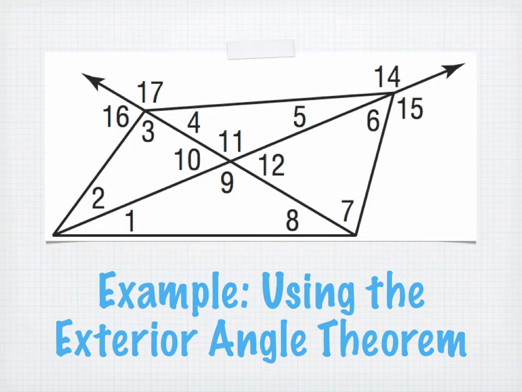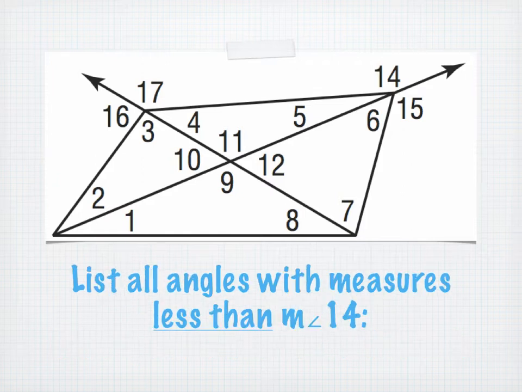So here's an example. This is kind of a crazy example. You might want to sketch this in your notes. So first example using this diagram, list all angles with measures that are less than the measure of angle 14. So we see 14 is up top. It's kind of an exterior angle to many triangles. And I'll walk you through which angles are indeed less than 14.